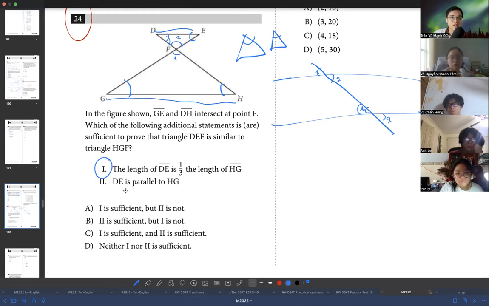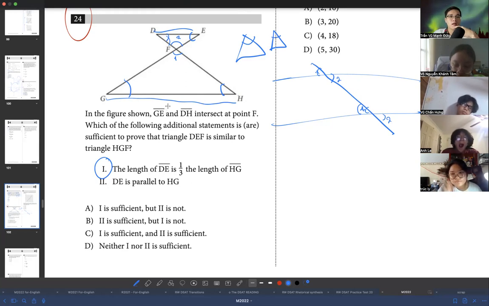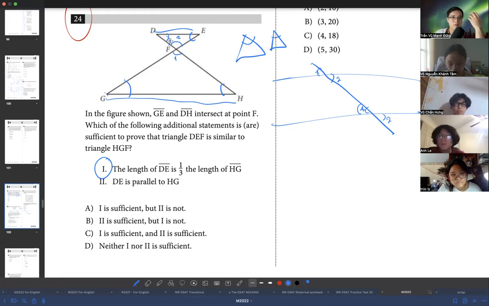Okay, so you chose B, so 1 is insufficient. Let's say the length of DE is 1/3 of the length of HG. It's not really enough because you have to have at least two ratios of triangle lengths. Firstly, GH and DE are given, and you also have to have GF over FE or HF over FD in order for this to be sufficient. So one side is not enough. You have to have 2 or more. So B, correct.